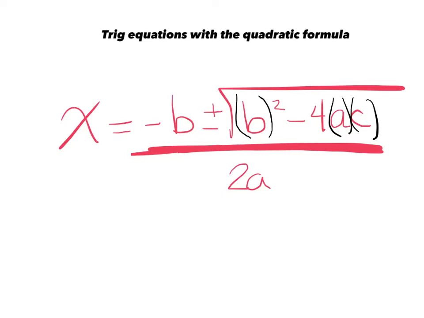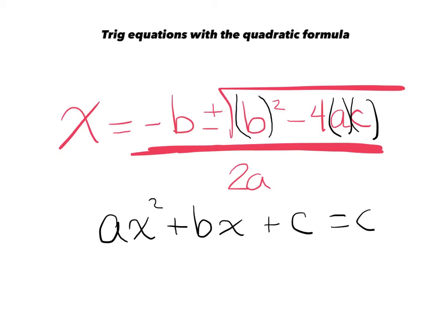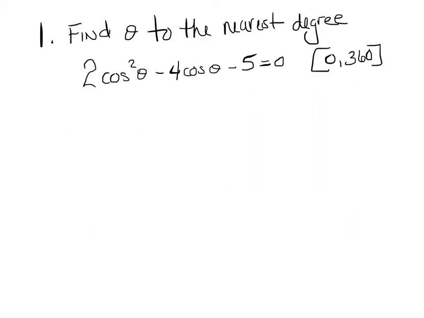Now, where do you get those a, b, and c terms? Well, just real quickly, it should be ax squared plus bx plus c equals 0. So a is the coefficient of x squared, b is the coefficient of x, and your c term is all alone. All right, so let me just start by saying that this is 100% calculator work.